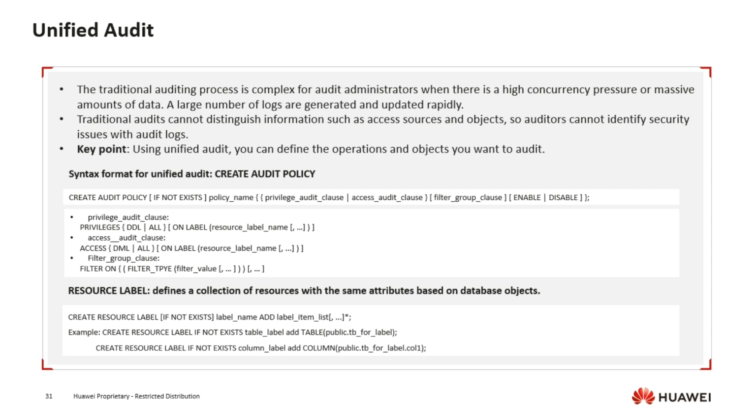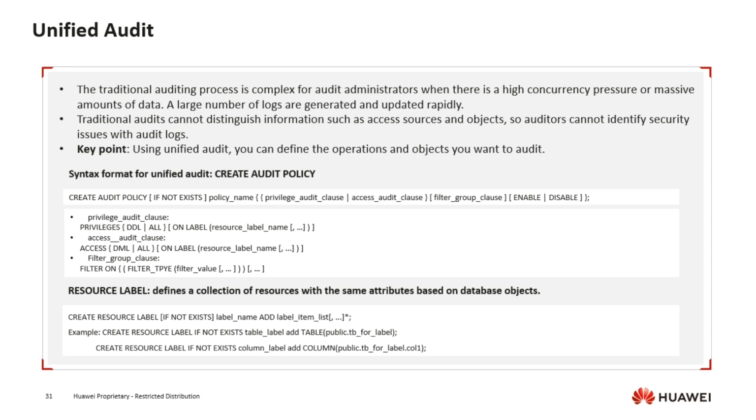In high concurrency server scenarios, the traditional audit mechanism generates a large number of logs and updates the logs very frequently, which is inconvenient for the audit administrator to manage. In addition, the traditional audit mechanism cannot distinguish information such as access source and access objects, and the audit logs cannot support targeted management.